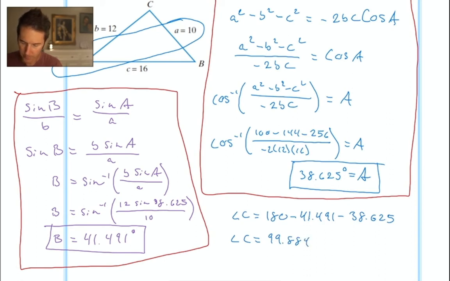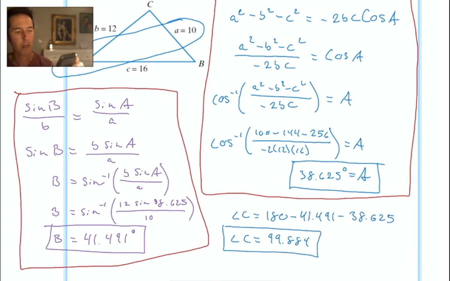99.884 rounded. And let's not be quite so arrogant. Why don't I type it in? 180 minus 41.491 minus 38.625 equals, hey, what do you know? It's 99.884. So if you want to commit that little trick to memory, you're welcome to.